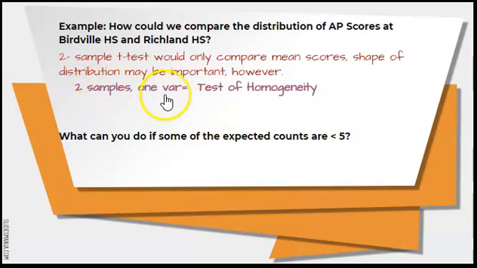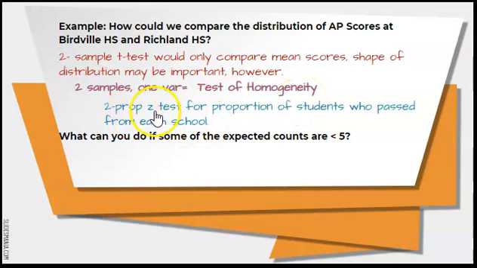But I have 2 samples and I have 1 variable, right? 2 high schools, 1 AP score that I'm looking at. That would mean I could use the test of homogeneity. Or I could do a 2-proportion z-test for the proportion of students who passed from each school. All right? All 3 are viable options. It just depends on what you're trying to get at when you're comparing them.